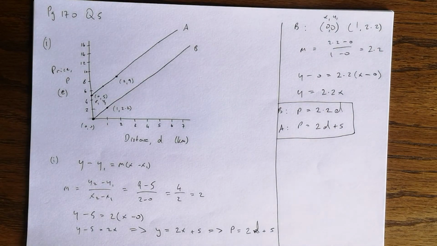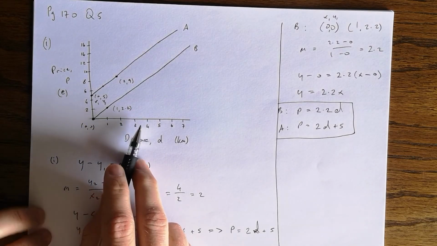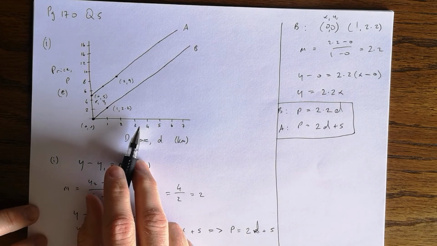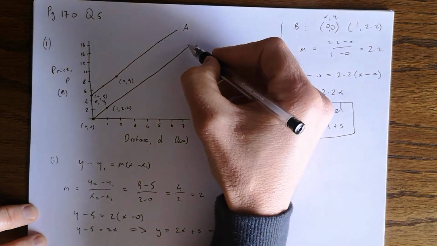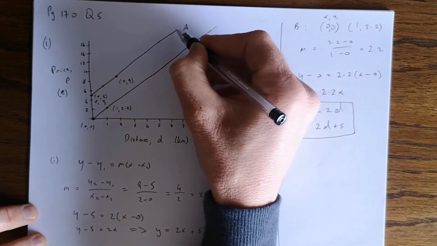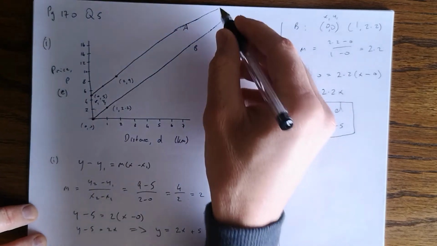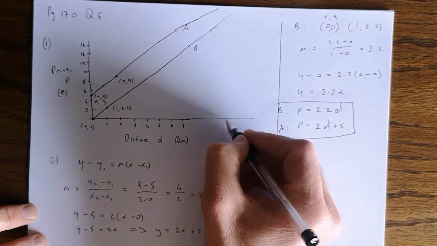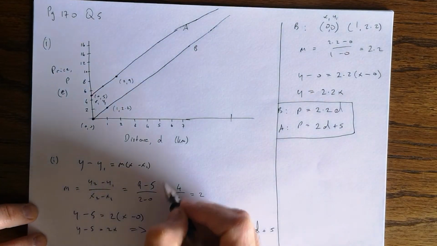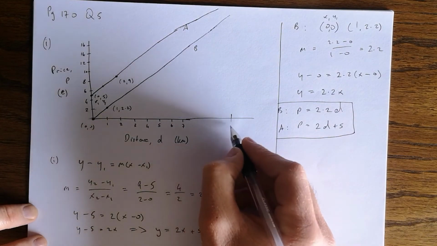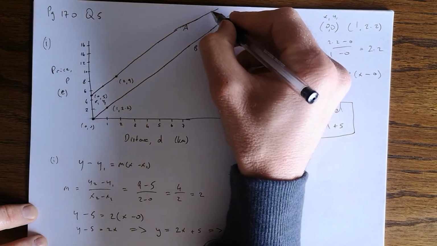So the third part. What do we do? Use the graph to find the distance for which both firms charge the same amount. So really we're going to use the graph here. I haven't drawn my graph particularly accurately, because if we continue these lines up here like this, there should be a point where the two lines intersect, and that would be the distance at which both charge the same. So find out where they intersect.